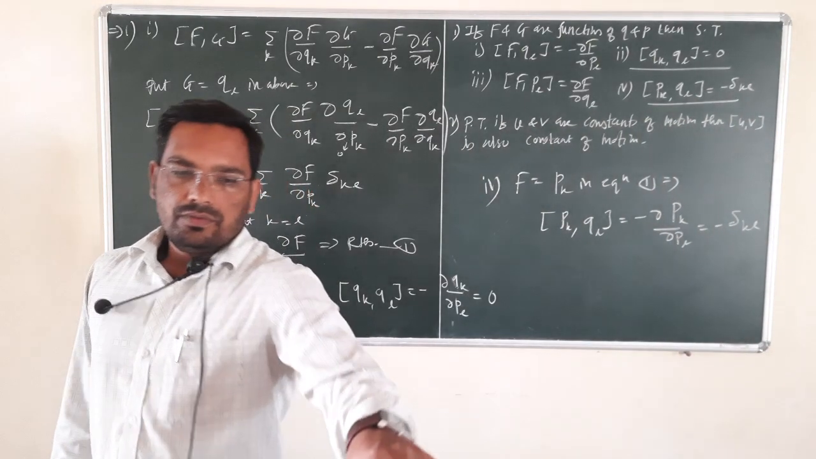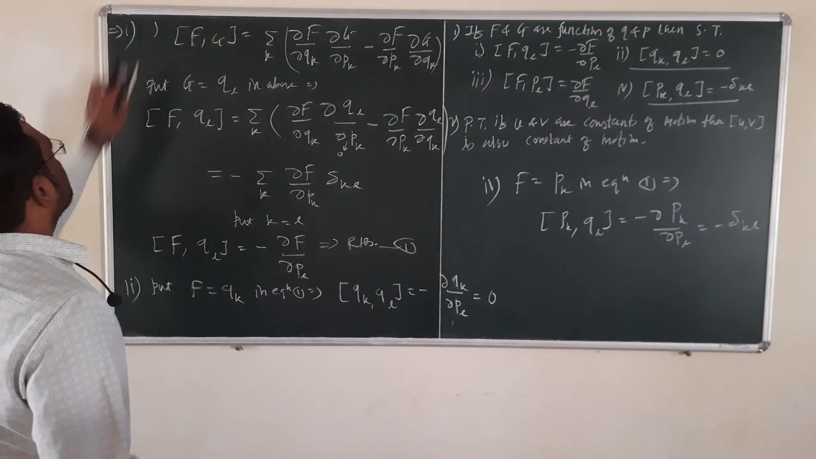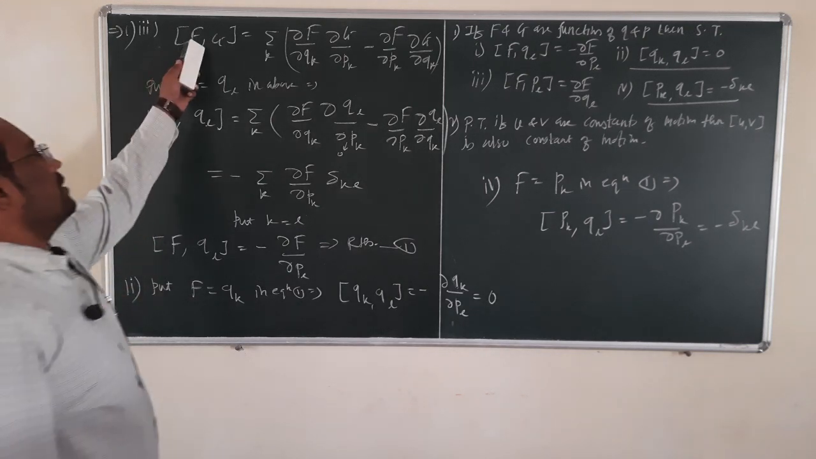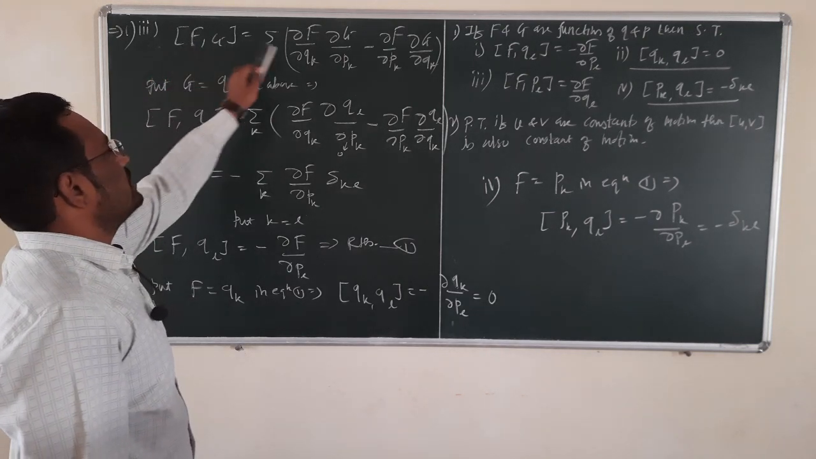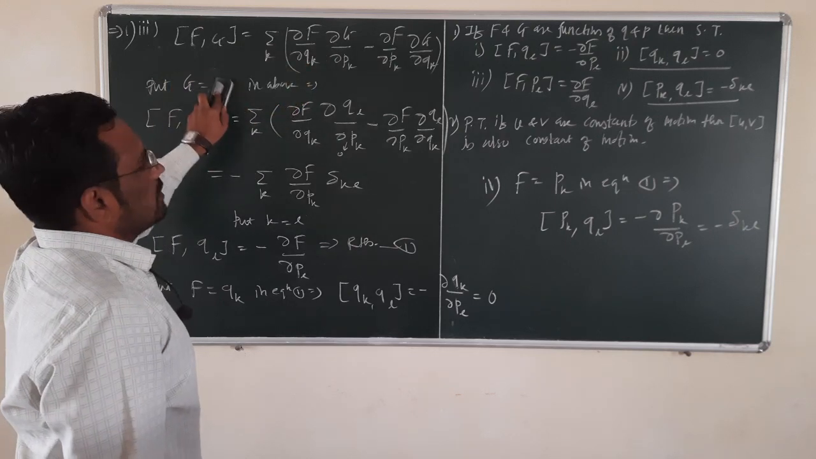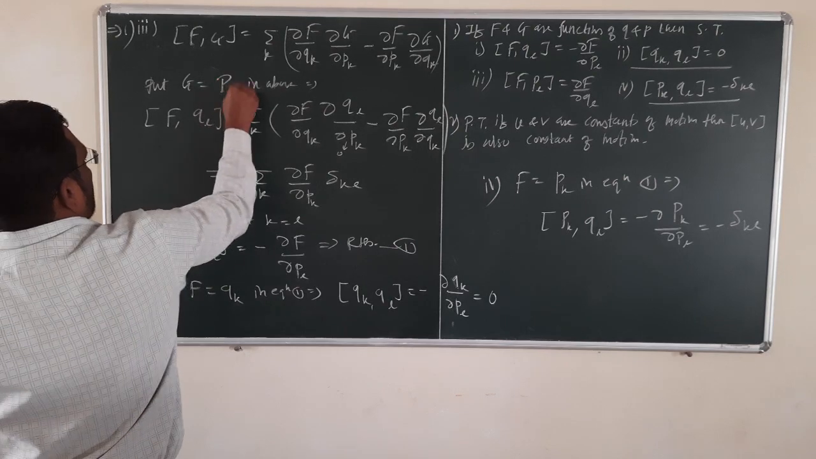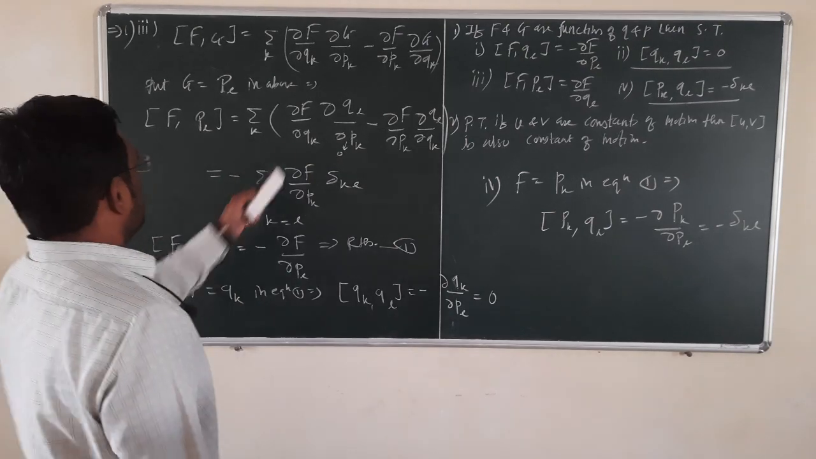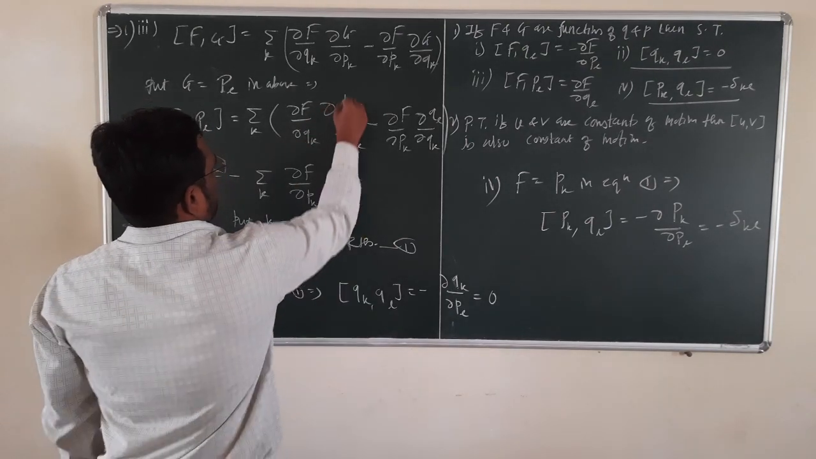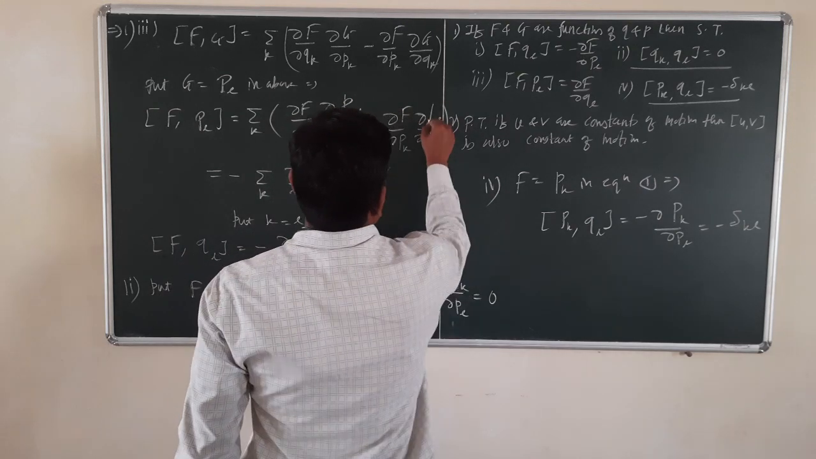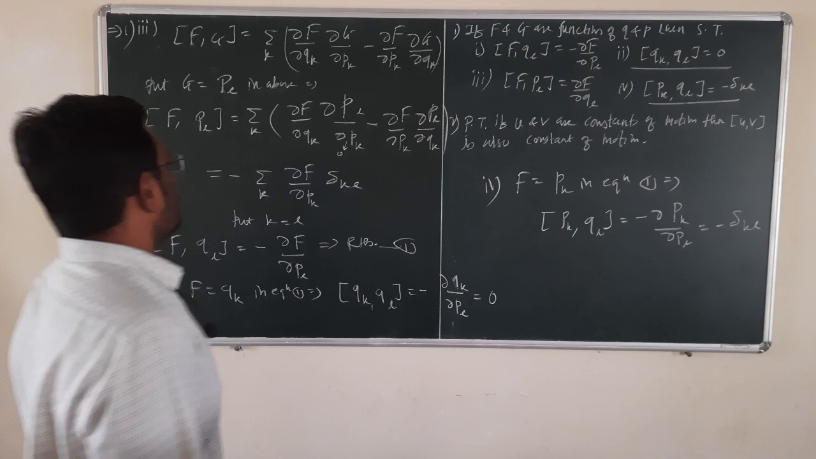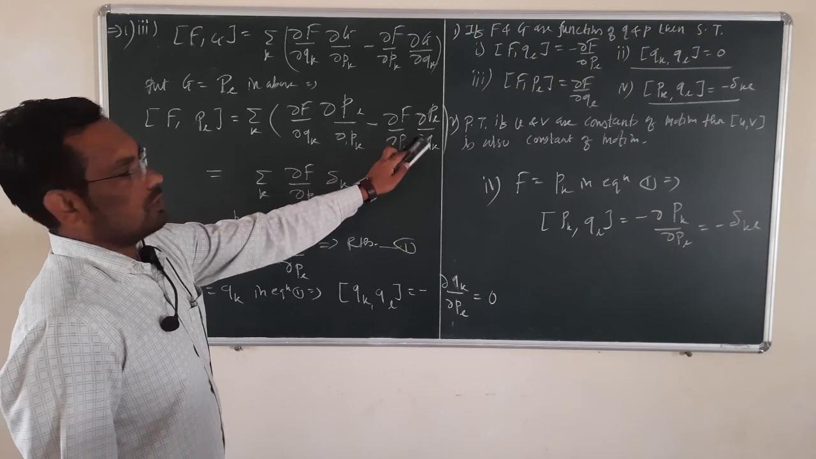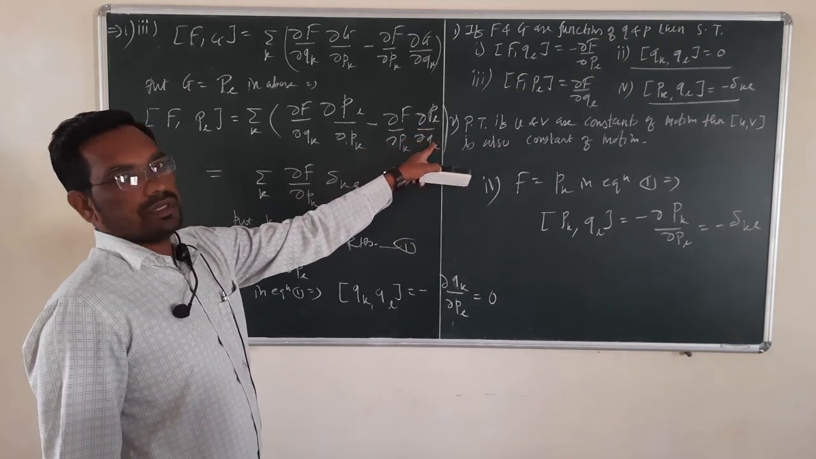Now we are proving identity number 3. In the third identity we know from the definition of Poisson bracket of f and g, if you put g equal to pl here, then Poisson bracket of f and pl, here you will have pl. Now this term is not equal to 0, and this term is 0. Why? Because derivative of p with respect to q is 0.